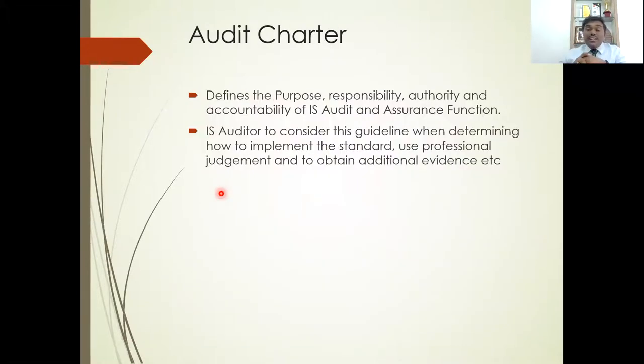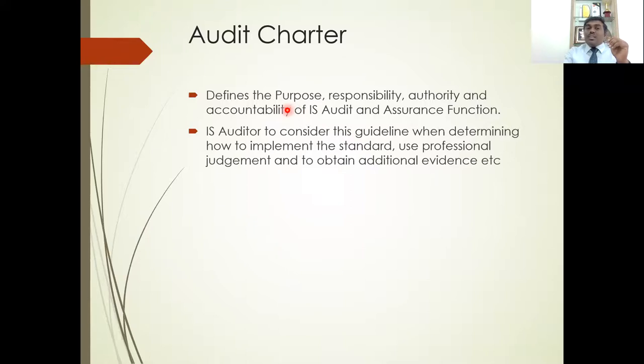Audit charter defines the purpose, responsibility, authority and accountability of the IS audit and assurance function. Very important. It defines all of these things. So this itself is an MCQ question. Look at the wordings. That itself is an MCQ. Which of the following is defined in an audit charter? Purpose, responsibility, authority, accountability. Some words they can use interchangeably.